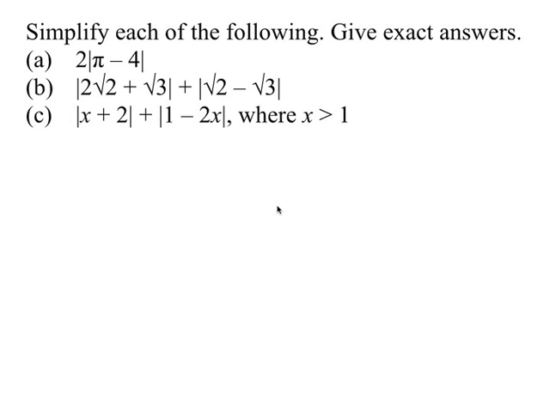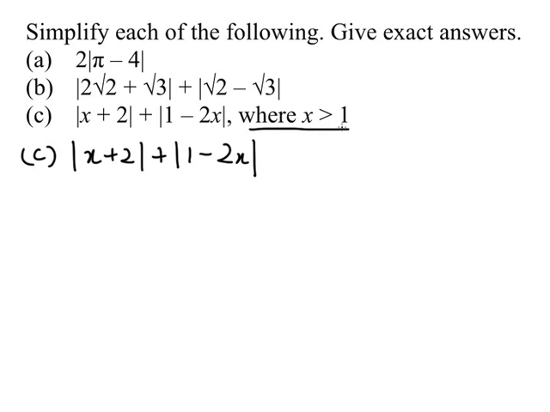So let's have a look at part C of the previous example. Part C is x plus 2 plus the absolute value of 1 minus 2x. Now we have no idea what the value of x is, except they do tell us that x is more than 1. When x is more than 1, and we add it with the 2, we're going to get a positive value, and that means it just remains the same.